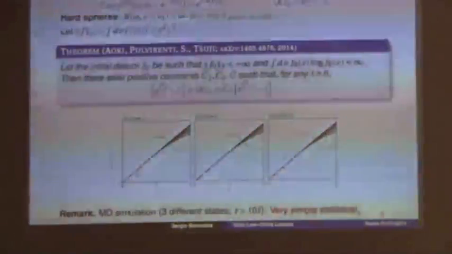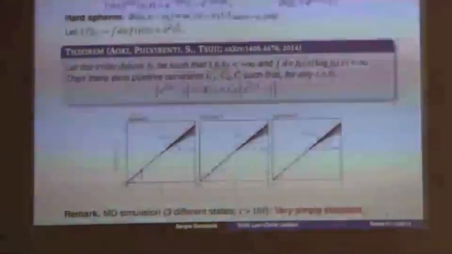Here is the figure for three different initial states, up to times much larger than the time t bar appearing in the theorem of the previous slides. Okay, so this doesn't tell you so much, but observe that already from these very partial results, it emerges quite clearly that the statistics here is very simple.